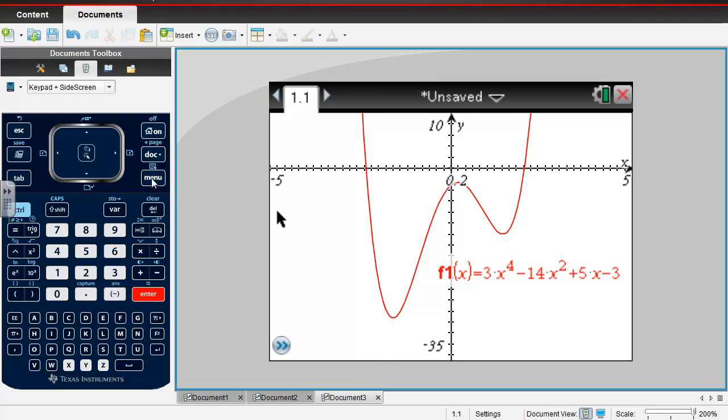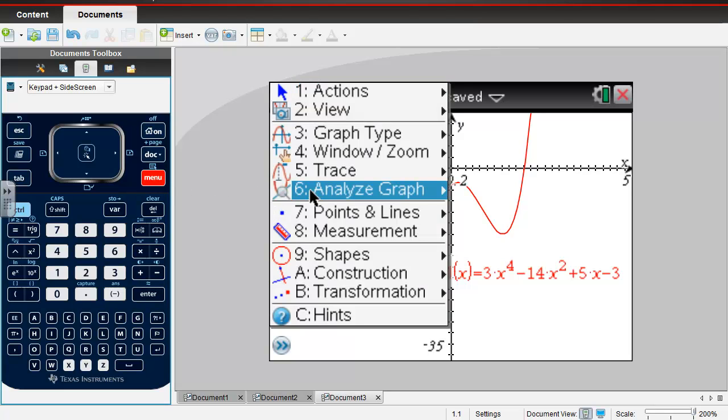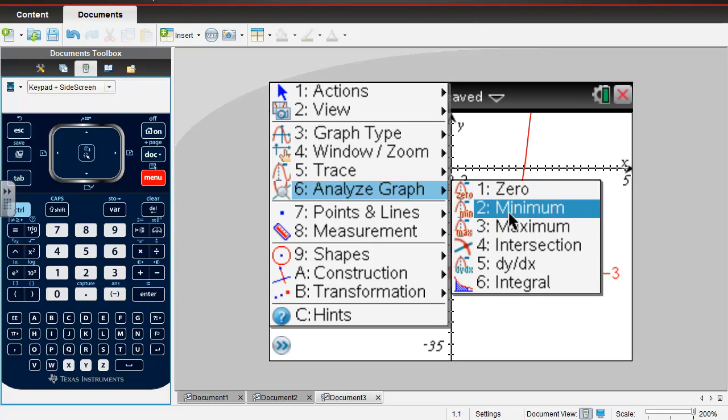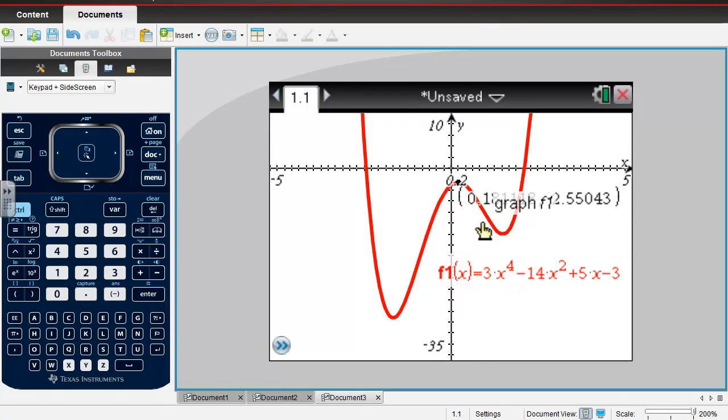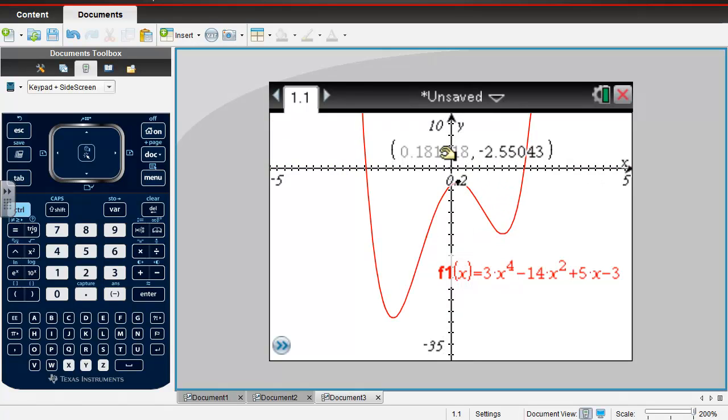And in the Inspire, it's actually pretty easy to do. You would go to Analyze Graph, and you're looking for maximums and minimums. So I'm going to say maximum, click to the left and to the right. It's asking for the lower bound and upper bound, and it wants us to round to 2 decimal places. So I would say 0.18 and negative 2.55 would be our maximum.